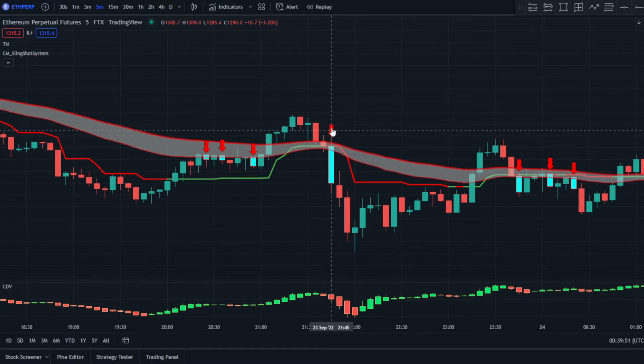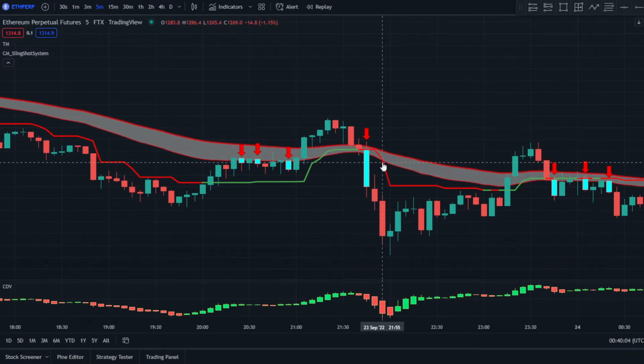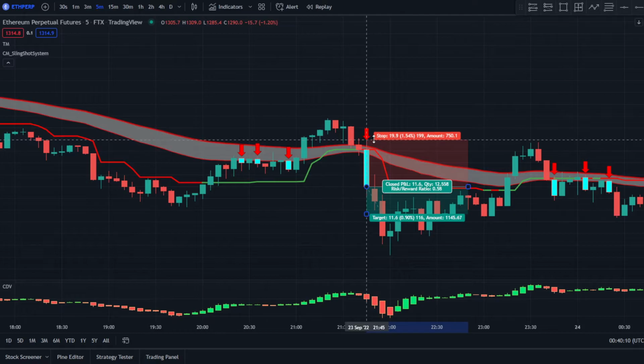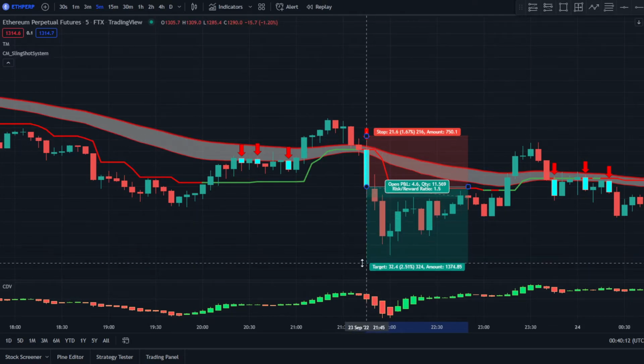First up, you must have a red arrow above. Next up, there must be a break below the trend magic. That means the candle must be closing below the trend magic. And your last up will be when your trend magic is red in color and your cumulative delta is red in color. So here is a valid signal, and we'll enter a short position there, take a 1.5:1.